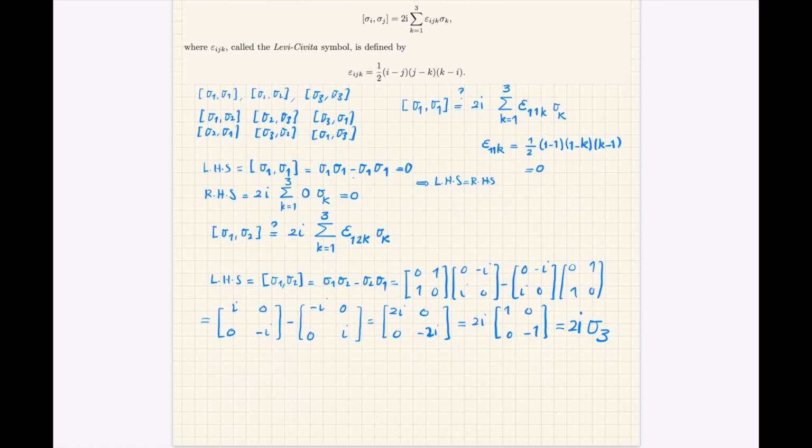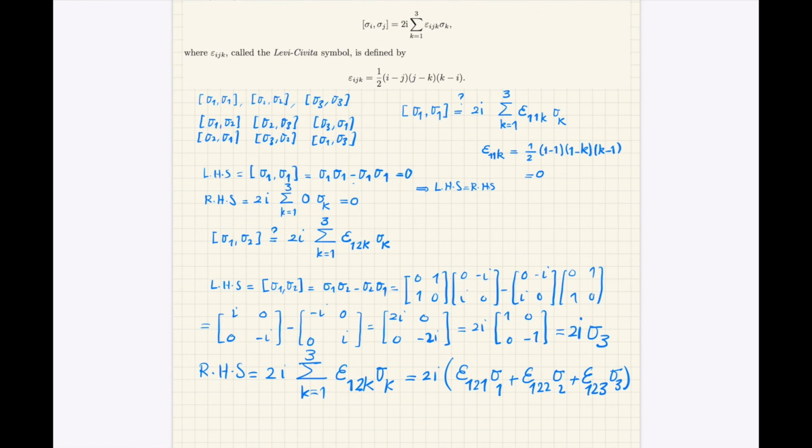Now let me calculate the right-hand side. What is the right-hand side? The right-hand side is 2i, sum over k from 1 to 3, epsilon i j k, but i is 1, j is 2, k is just simply k, and then I have sigma k. Now I expand this sum. So this becomes 2i times epsilon 1, 2, 1, sigma 1, plus epsilon 1, 2, 2, sigma 2, and finally epsilon 1, 2, 3, sigma 3.